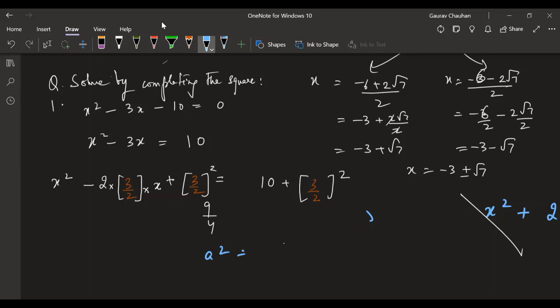a square plus b square minus 2ab. That's how I remembered, but we're writing this just so that simple. Yeah. Now a minus b whole square.